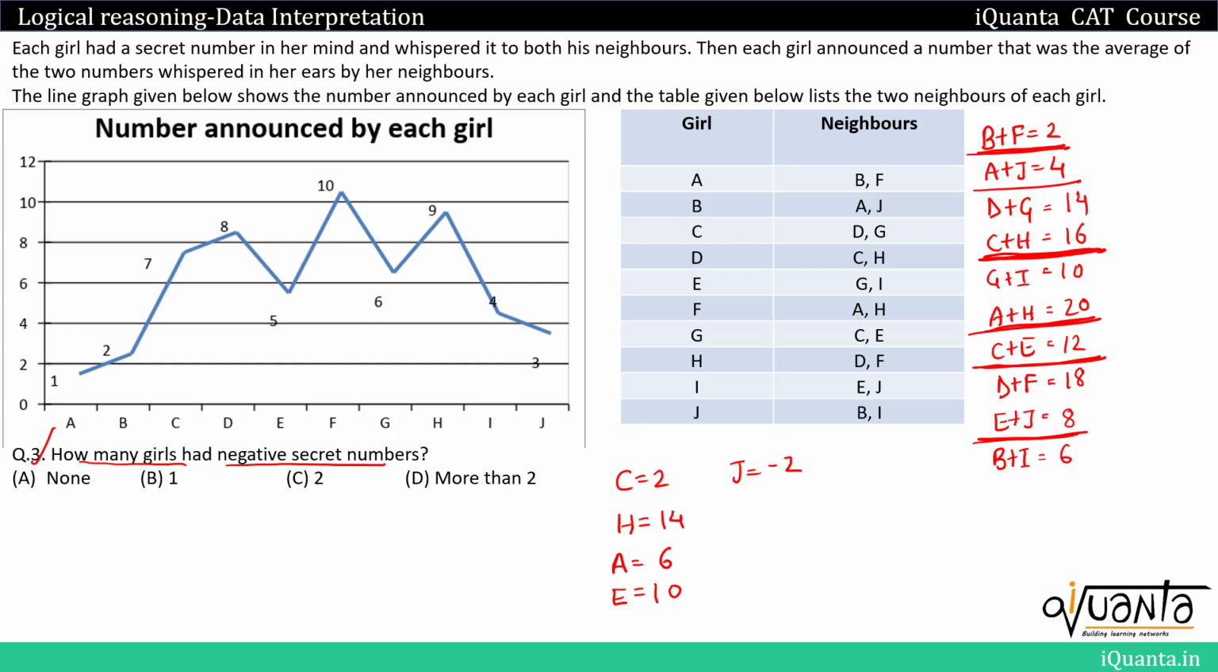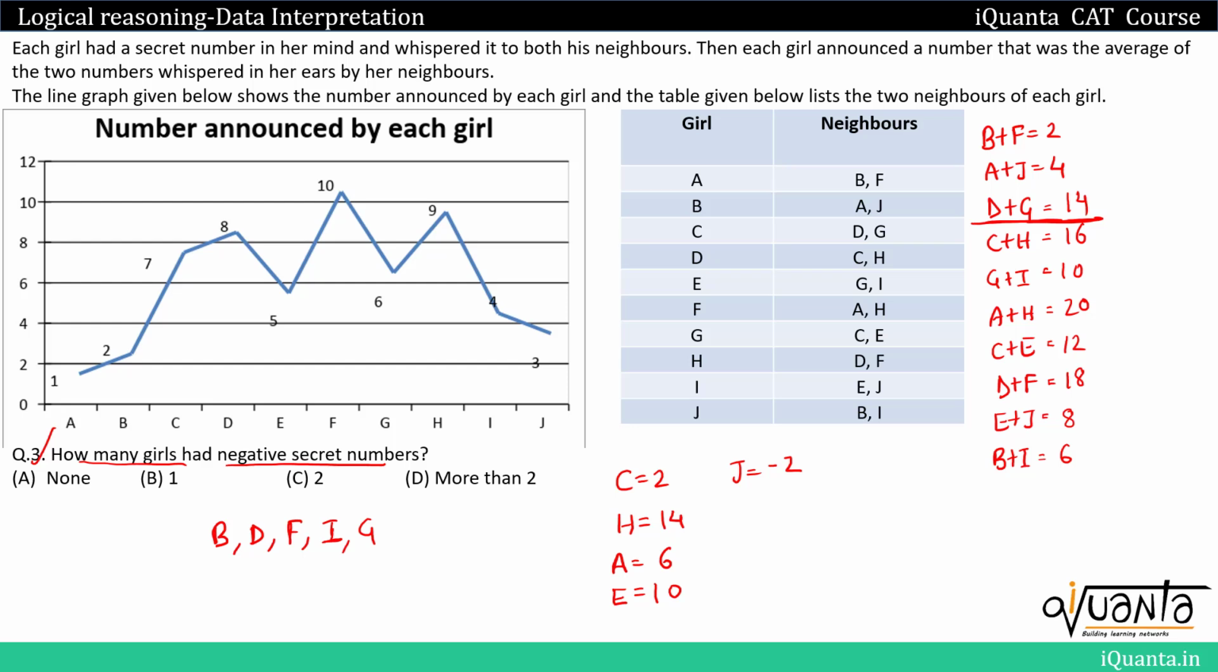Then in the next equation we have d plus g equal to 14. I do not know the value of d as well as g. Then we have g plus i equal to 10. So basically we need the value of b, d, f, i, and I also need the value of g over here. So let me start with this equation, d plus g equal to 14. You can basically start with any equation that is available, but I'm starting with this one.